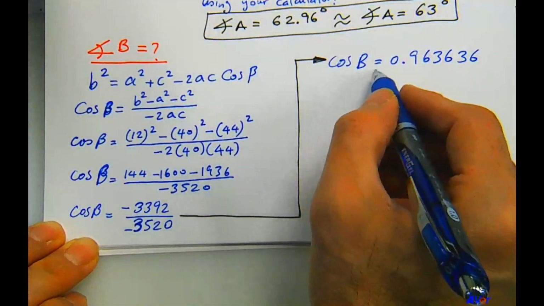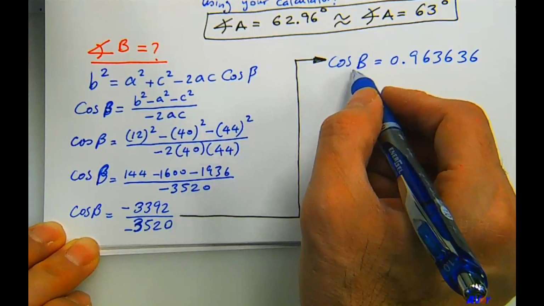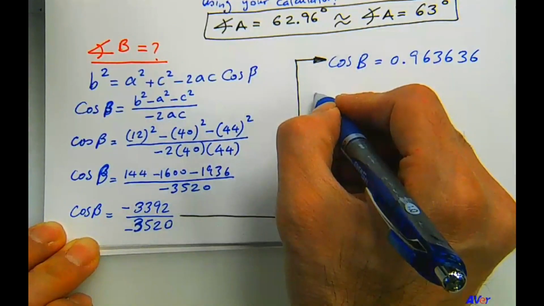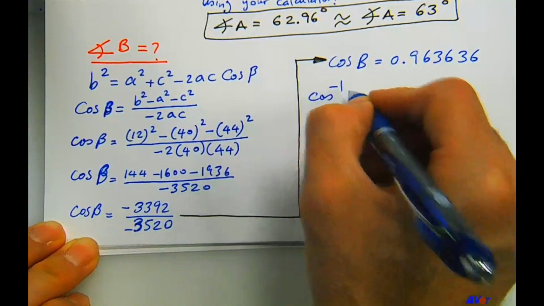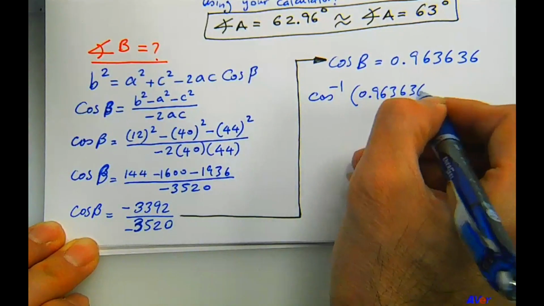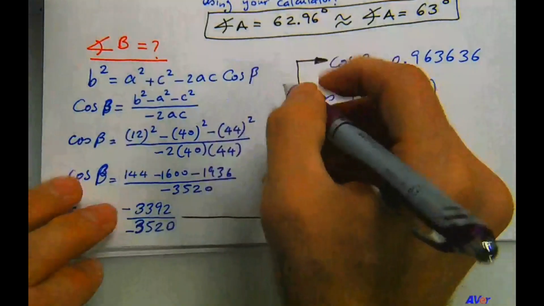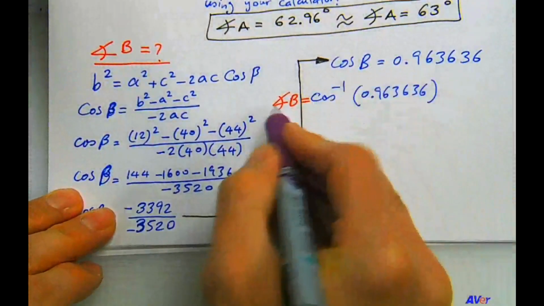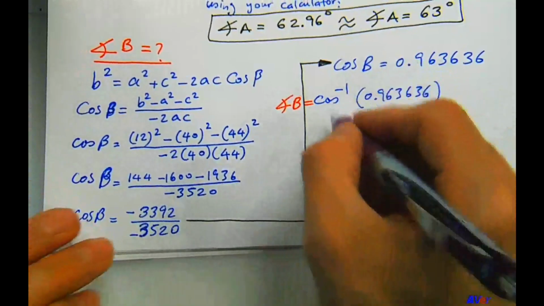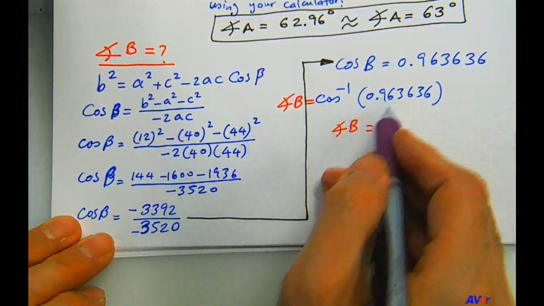So this is cosine of B. It's not the measure of angle B, right? So we know how to find the angle B by taking the inverse cosine of this quantity. So the inverse cosine of that quantity is equal to B. So angle B is equal to the inverse cosine of this quantity. So angle B is equal to, use your calculator with this.